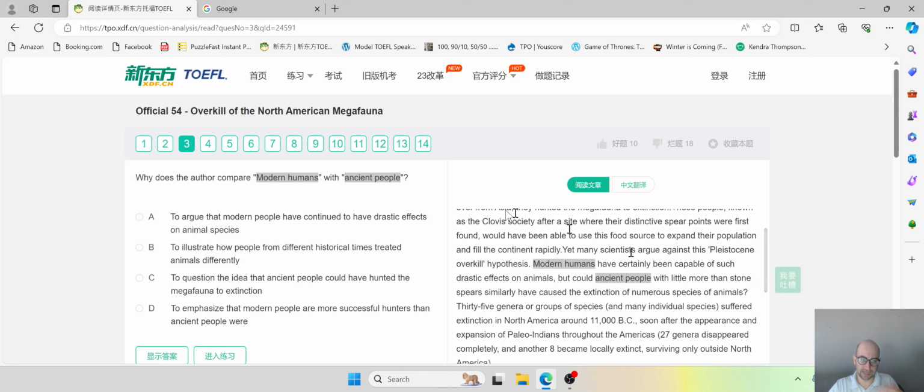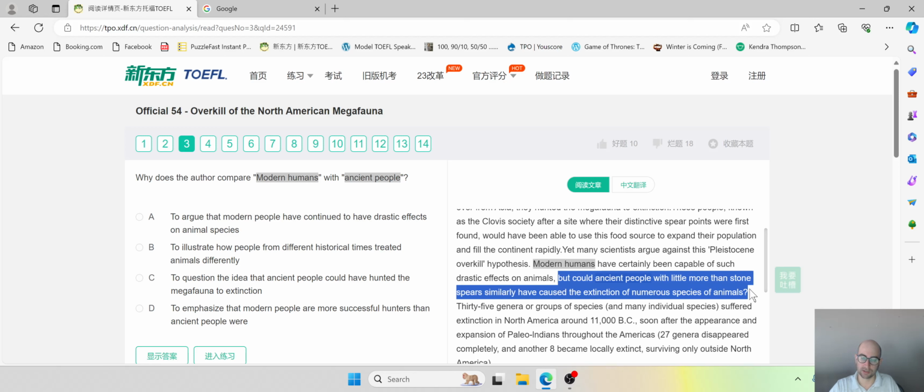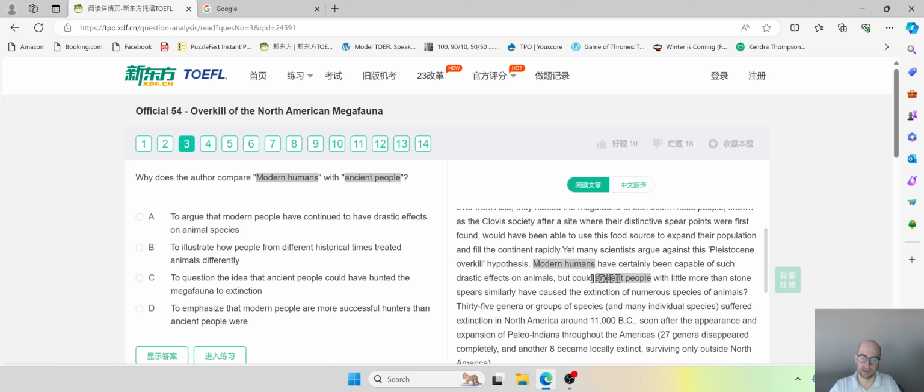Okay, so now we want to know why they're making this comparison in the first place. So what is the pattern here? We see a but, and they're kind of asking a question. They're wondering whether these ancient people with these weak forms of weapons, stone spears, they didn't have guns or anything like that, caused the extinction of these ancient animals, right?